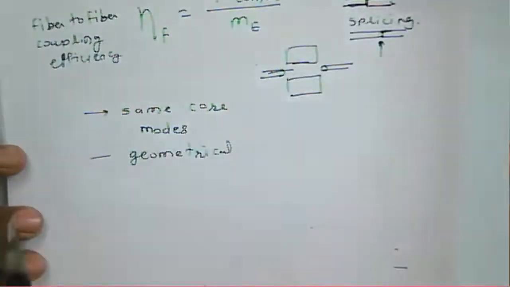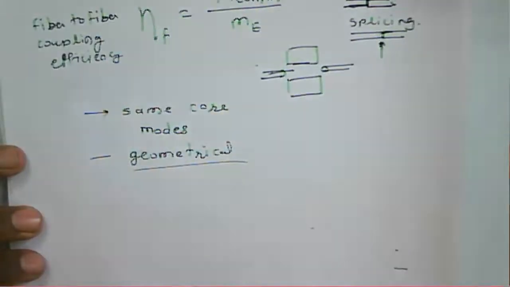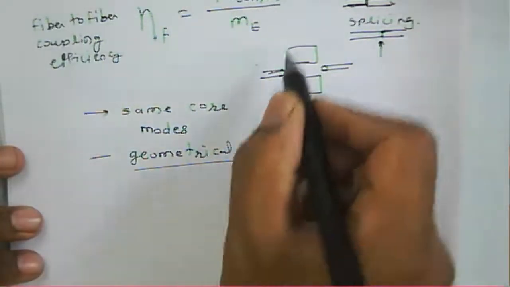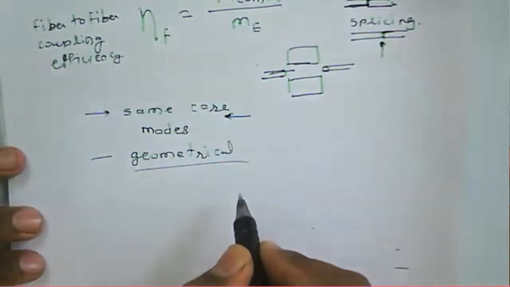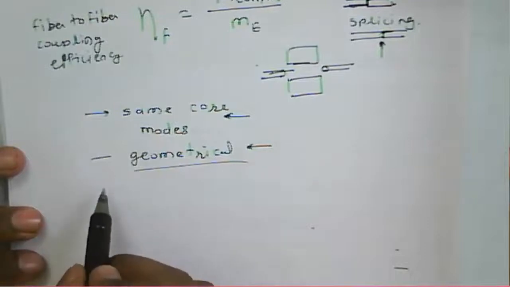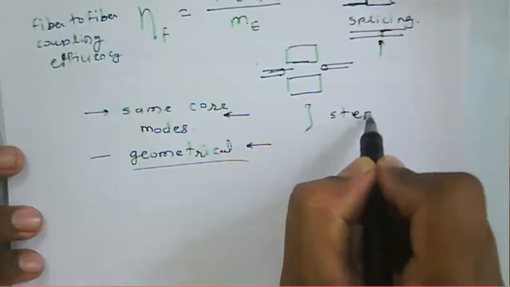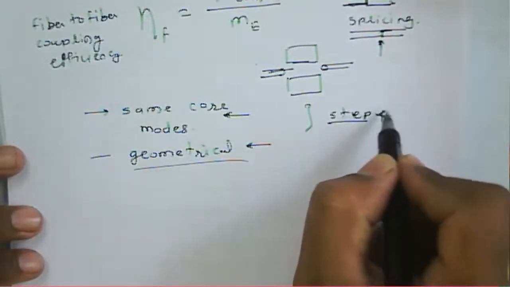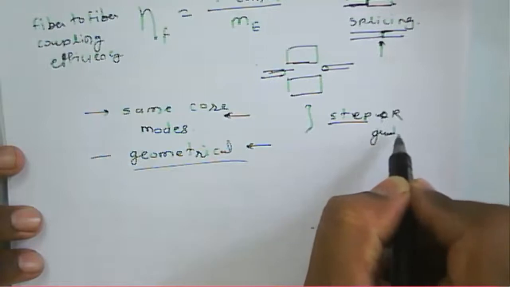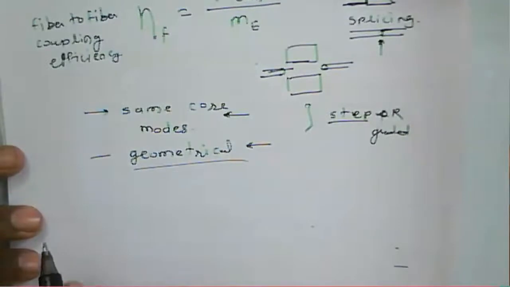What are the geometrical configurations of this particular fiber? That is about the size of the fiber. When we use a connector, we need to know the geometrical characteristics of this particular fiber, because the number of modes and the geometrical configuration will tell you the size and everything. And again, we should know whether it is a step index or a graded index. If it is a step index and a graded index fiber, two different fibers, then we are not able to connect the two fibers.